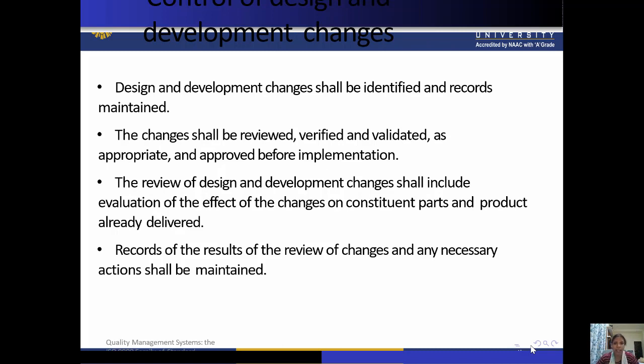Now, control of design and development changes. So it includes that design and development changes shall be identified and records maintained. The changes shall be reviewed, verified, and validated as appropriate and approved before implementation. The review of design and development changes shall include the evaluation of the effect of the changes on constituent parts and product already delivered. Records of the results of the review of changes and any necessary actions shall be maintained.